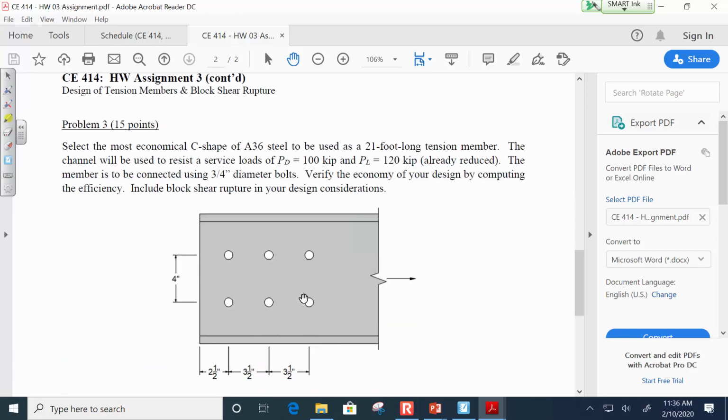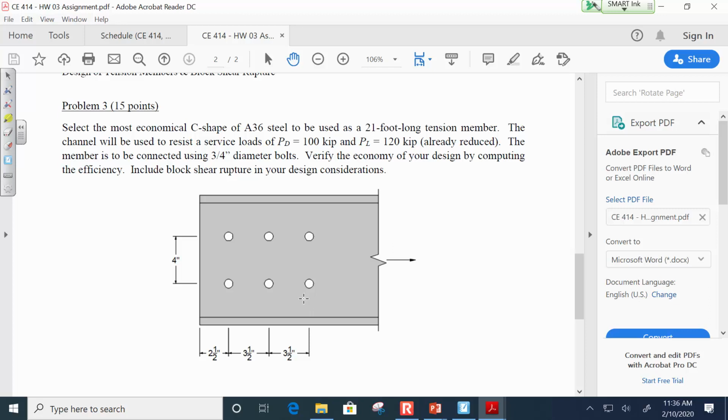Problem number three, I have a channel, and I do want you to consider all three. I want you to consider gross section yielding, net section fracture, block shear rupture. You can't really design for block shear rupture. What you've got to do is pick a section and then just check gross section yielding, net section fracture, block shear rupture to see whether or not it works. So block shear is going to be the very last thing that you do on this section to make sure it works. And if it doesn't, you're going to have to go and pick the next one. So that's just the name of the game.